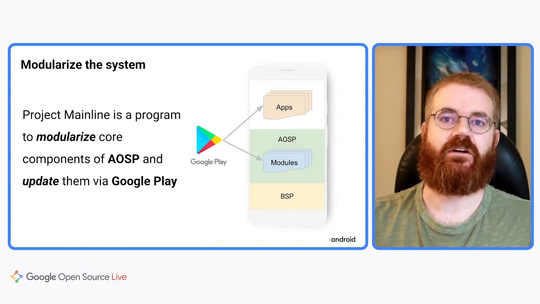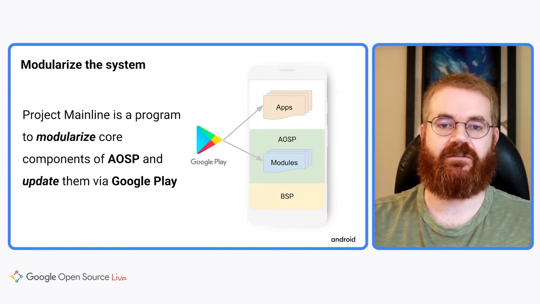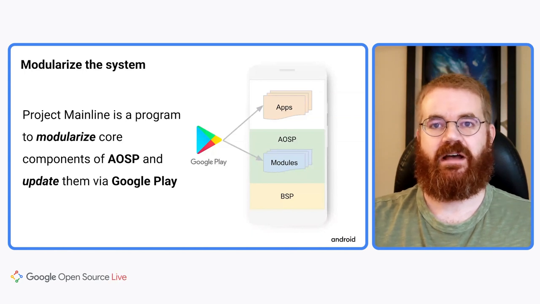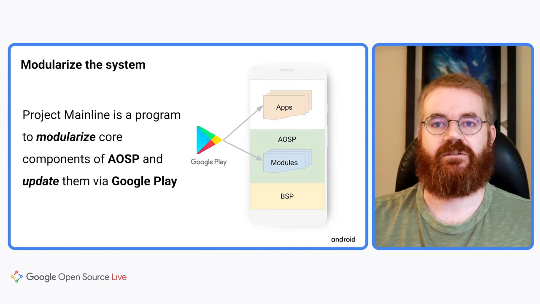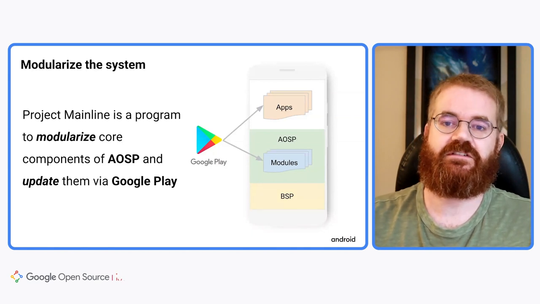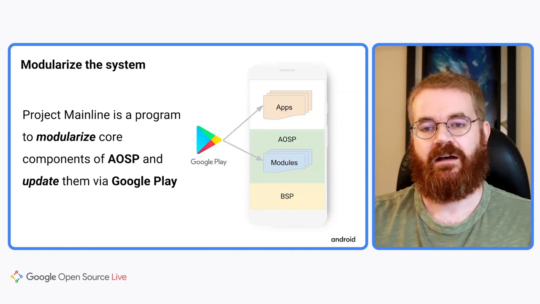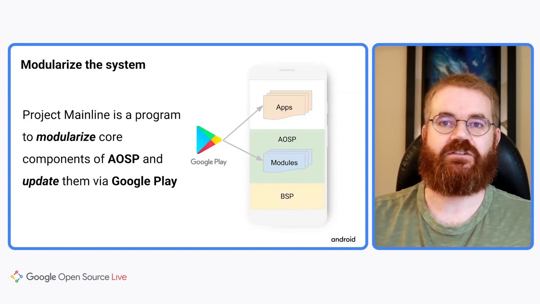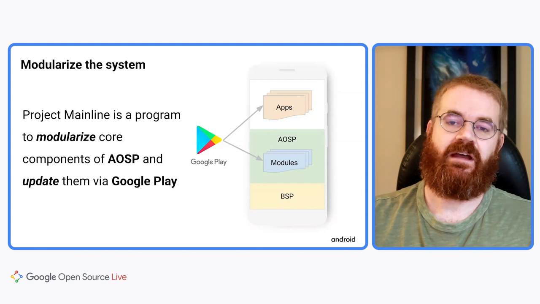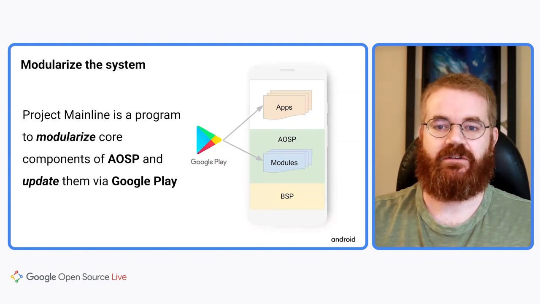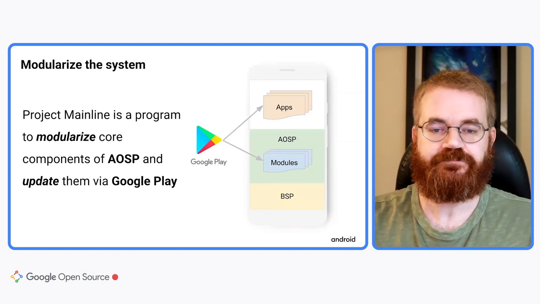So some good examples are ART, the runtime that Lars talked about a few slides ago. We also have portions of the media system. We have things like time zone databases, so your device always knows what time it is if the governments are changing that on you. We also have things like ADBD to make sure there's a single implementation for developers across the ecosystem, and they should be able to debug all the devices without problems.